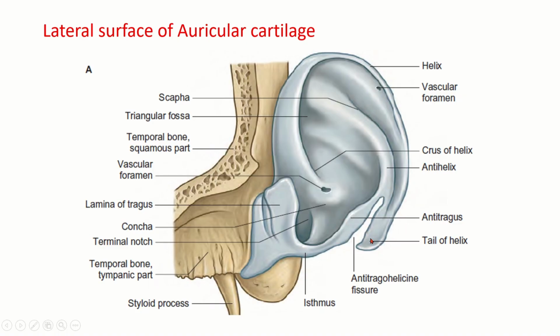You can see this is the tail of the helix. So this is the fissure, antitragohelicine fissure. You can see the tragus, you can see the antitragus, you can see the intertragic notch. You can see here, this will be the helix, this will be the antihelix. You can see the triangular fossa, you can see the two crura of the antihelix. This will be the concha, this will be the cymba concha.